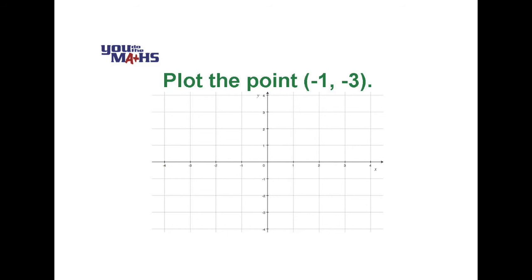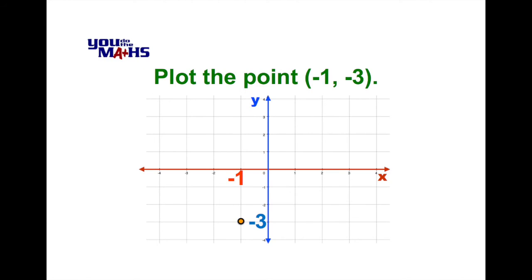To identify the point -1, -3, we need to move horizontally to find the value of -1 on the x-axis. We then need to decide whether to move up or down. Now -3 being a negative number means we'll move in the downwards direction, and we do so until we find -3 on the y-axis. When we've found that point, we locate it, and that's our point -1, -3 on the Cartesian plane.